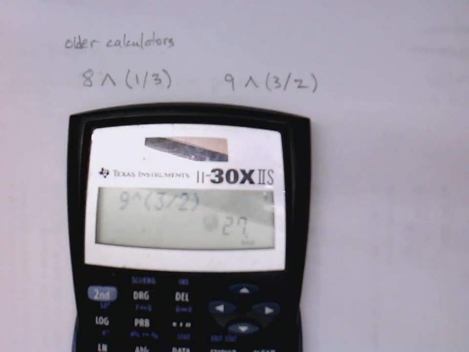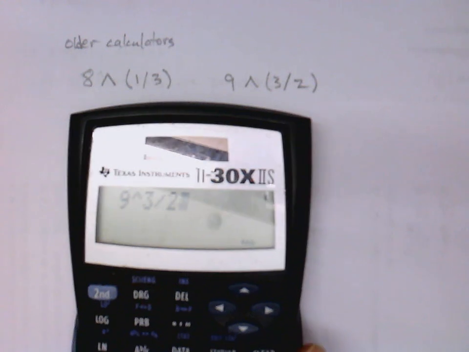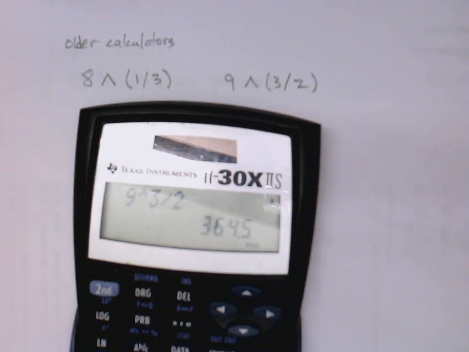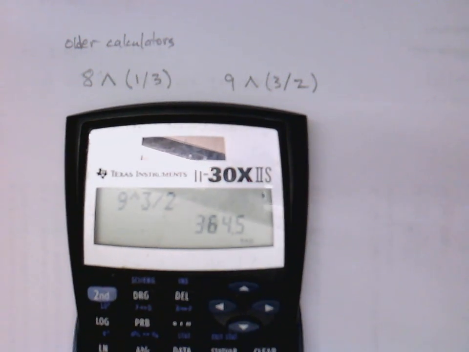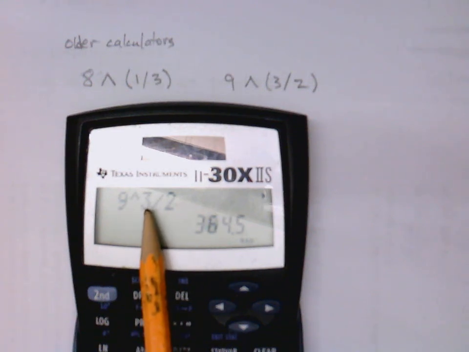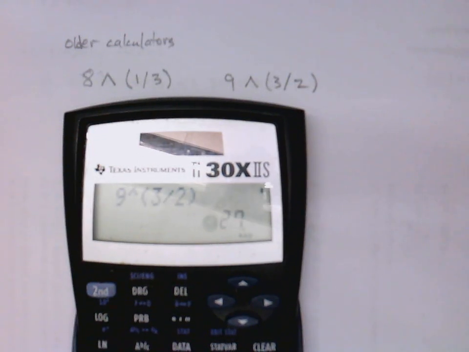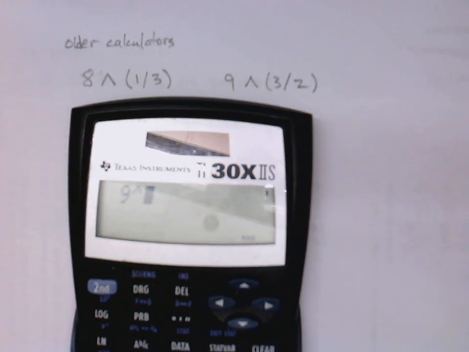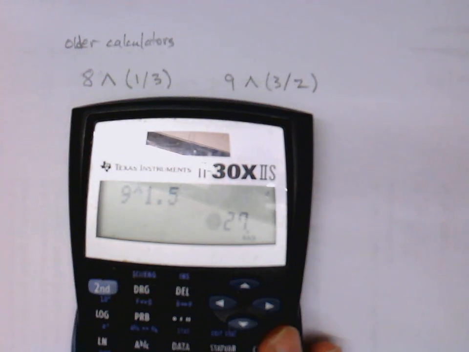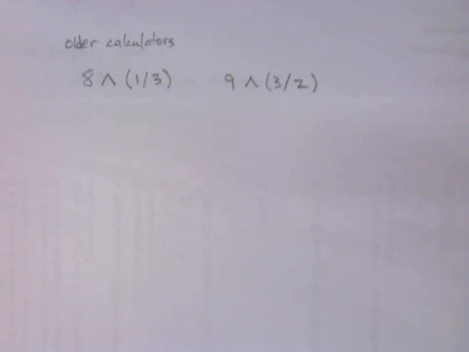27. If we left the parentheses off, then that's not what we're looking for at all. That's taking 9 to the third, figuring that out, and then dividing that in half. But we don't want that. This is what we mean. You could even, in this case, say 9 raised to the 1.5. That would be the same thing. So be careful on your slightly older calculators. Use parentheses when you need them.